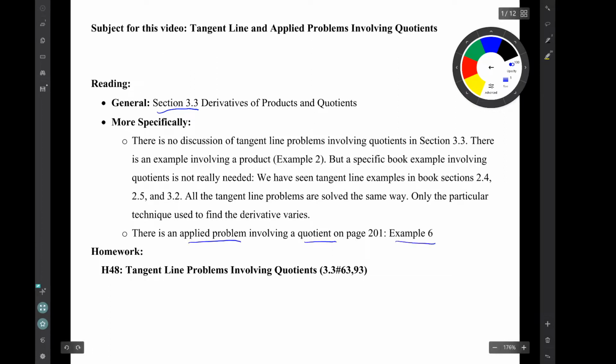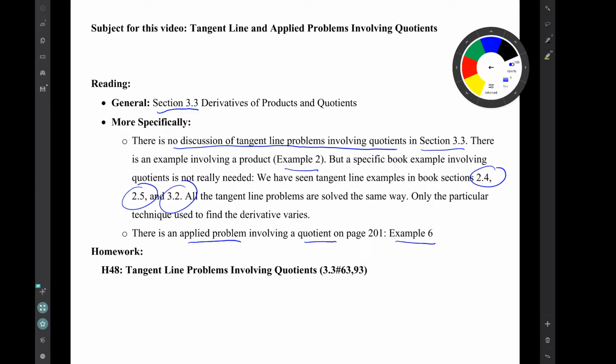It's example 6. But there is no discussion of tangent line problems involving quotients in section 3.3. There is an example involving a product, that's example 2. But a specific book example involving quotients is not really needed. We've seen tangent line problems in book sections 2.4, 2.5, and 3.2. All the tangent line problems are solved in the same way. Only the particular technique used to find the derivative varies.